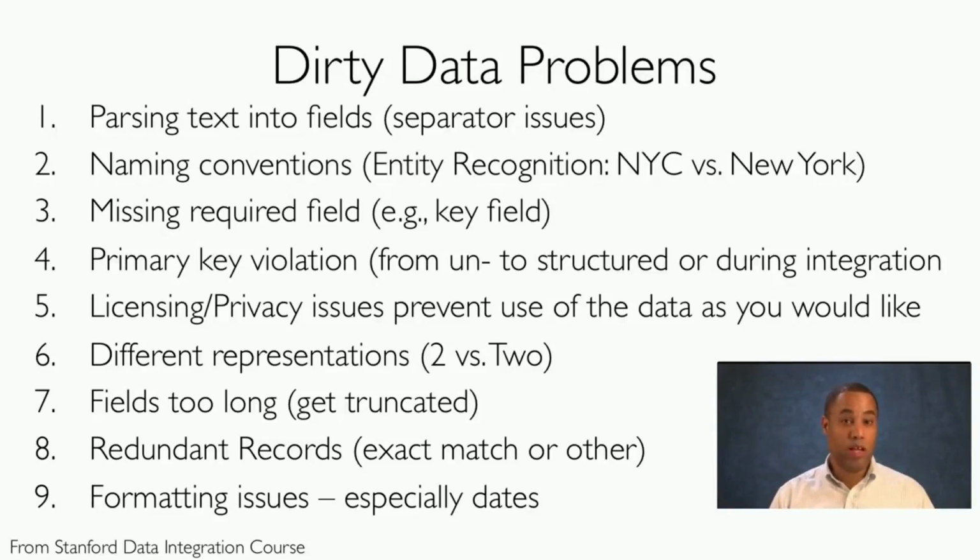We may have different representations for data. Some people may refer to the data as 2 numerically, or others written out as TWO. Fields may be too long and truncated during the integration process. We may have duplicate or redundant records that are exact matches or approximate matches for each other that we have to detect and remove. We also may have formatting issues. Formatting issues are particularly a problem when we're dealing with dates, as there are multiple different representations that we can use. Consider, for example, European versus American representations of dates.